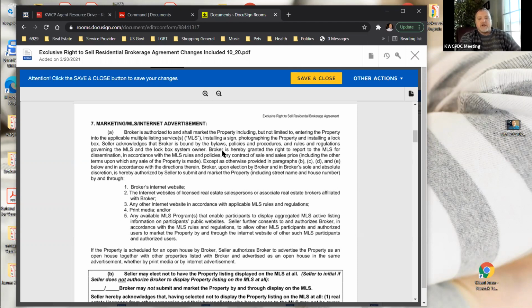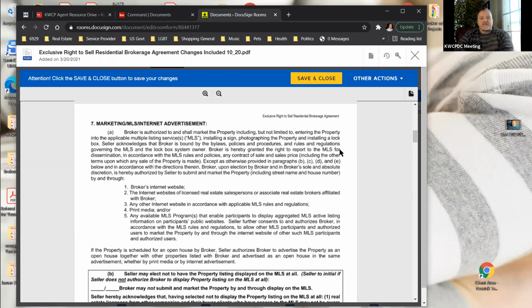So let's kind of look over that. The broker is hereby granted the right to report to the MLS. So that tells us that we've got to be able to report that to Bright MLS whenever we've got a contract under sale, and then whenever it sells, it goes to settlement.